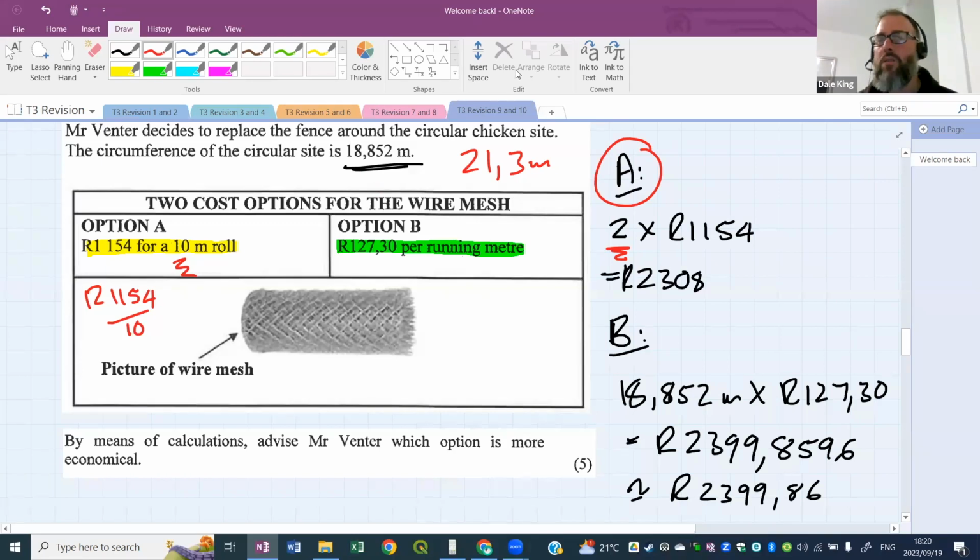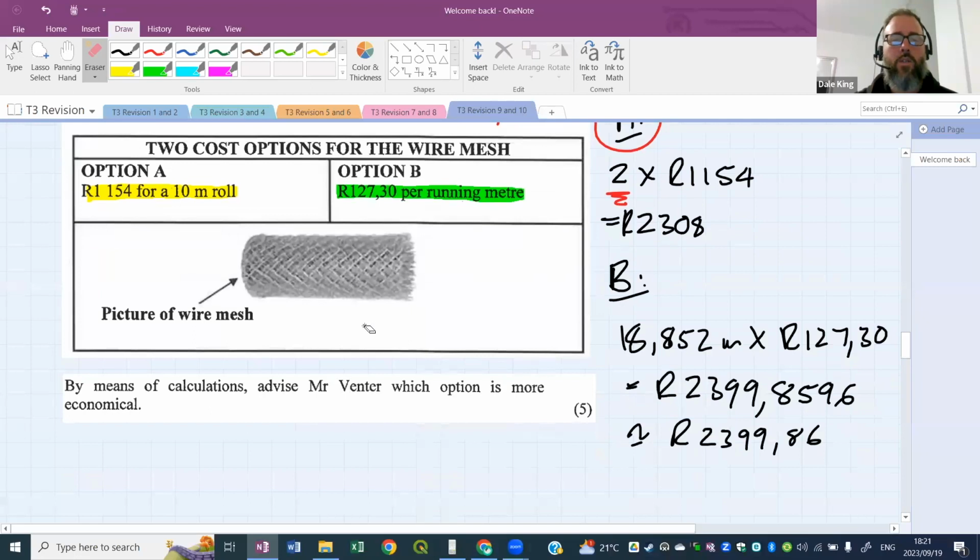Is it economical? Okay, but don't worry, Otlile, no problem. I don't think the question is heading towards that. I think the question is just do two calculations, compare the two, which one is the best one, and we can see that option A is less, 2,300 versus 2,399. So option A at 2308 is better. All right, Emmanuel, thank you so much for that.